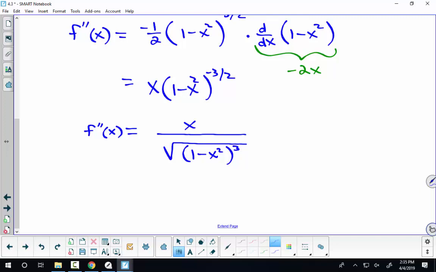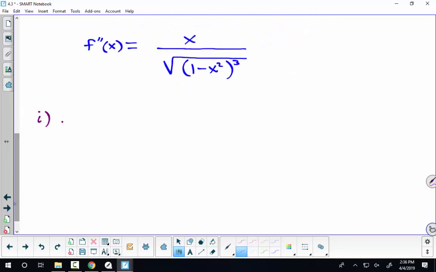What we want to do now is figure out where the second derivative is 0 and where the second derivative is undefined. Just terminology-wise, we don't call where the second derivative is 0 and undefined critical points. Critical points are solely reserved for the first derivative. Maybe they're called something else, I don't know. But it's the same procedure. We figure out where the second derivative is 0.